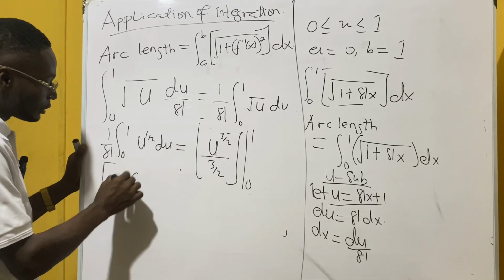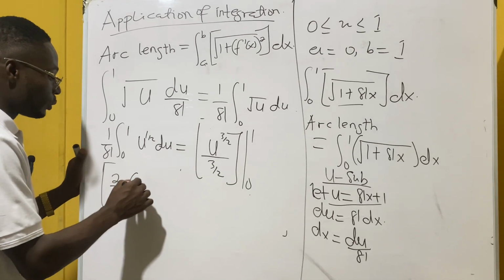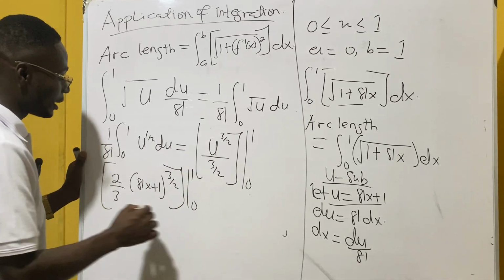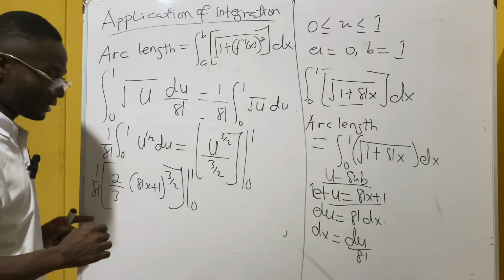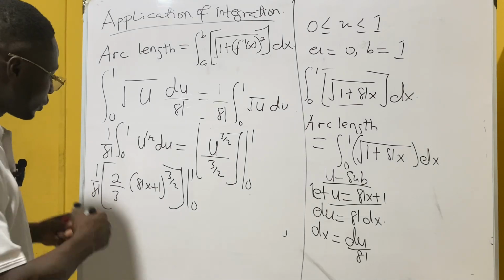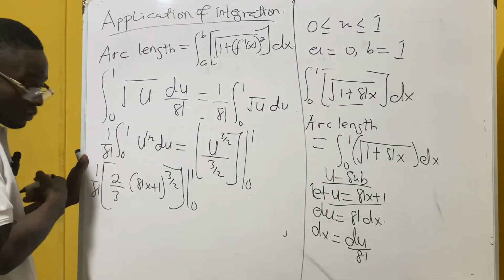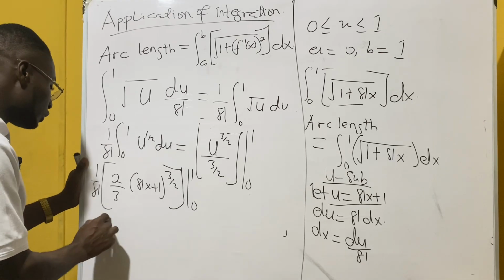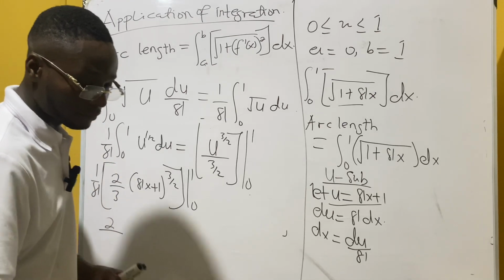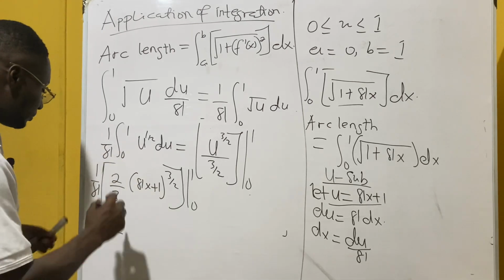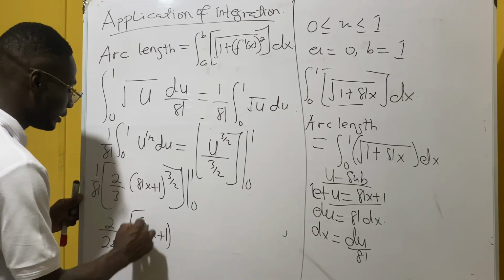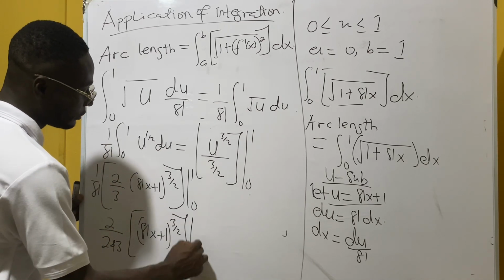So we're going to have 2 on 3 u power 3 on 2. But we know that our u is 81x plus 1, with power 3 on 2 from a limit of 0 to 1, right? We have 1 on 81 outside here. So let's integrate this. We take the 2 on 3 out, multiplying the 1 on 81, and that is 2 on 81 times 3, which is basically 243. So we have 81x plus 1 power 3 on 2 from 0 to 1.